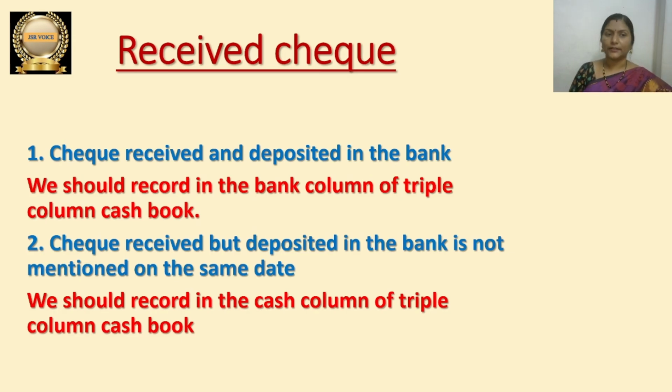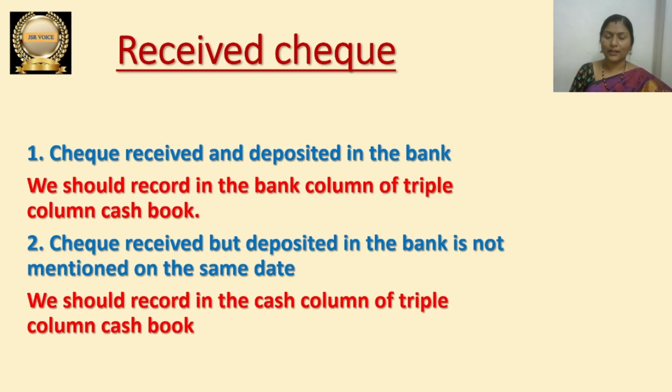So received check. Business is going to receive some checks also from any person or from any other business. Whenever business is receiving any check, it is received check. Receipts always we record on debit side of 3-column cash book. But we have 3 amount columns: cash, bank, discount. If we are receiving cash, we will put the amount in cash column. If we receive any check, we will put the amount in bank column. If any discount is received, we will put the amount in discount column. So this is received check.